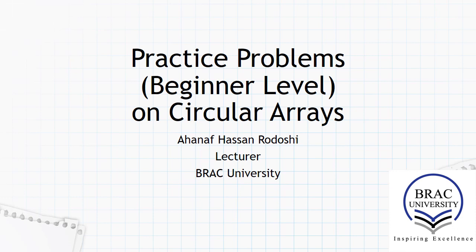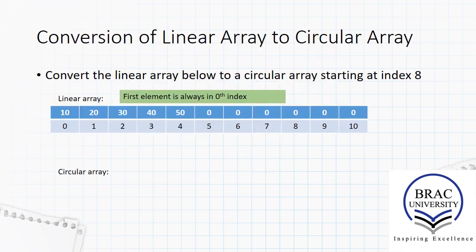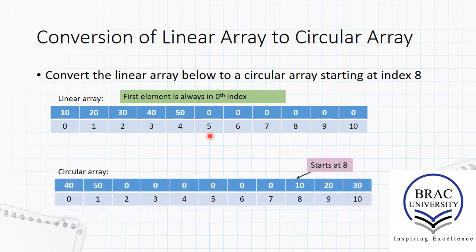In this segment, we're going to discuss some beginner level problems on circular arrays. As I mentioned before, the data structure circular array does not exist on its own. We need to implement circular arrays using linear arrays. So let's try writing a method where we will convert this linear array to a circular array that will start at index 8. So I will be passing this linear array and the method will create a circular array that should look like this. So pause this video and try to write the method on your own.